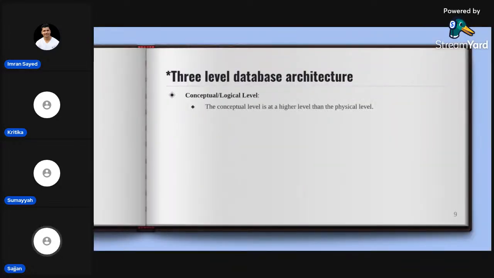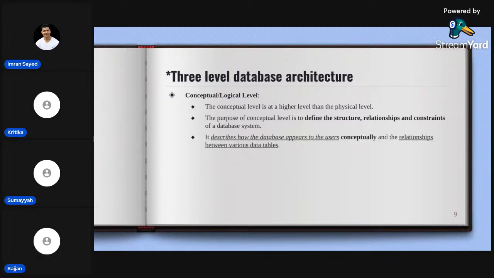Conceptual or logical level. The conceptual level is a higher level than the physical level. The purpose of the conceptual level is to define the structure, relationships, and constraints of the database system. It describes how the database appears to the user conceptually and the relationships between the various data tables. It does not care how the data in the database is actually stored.